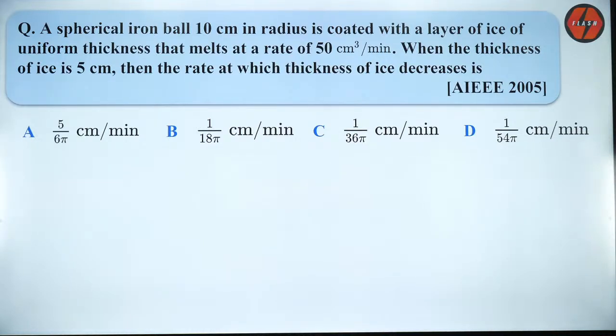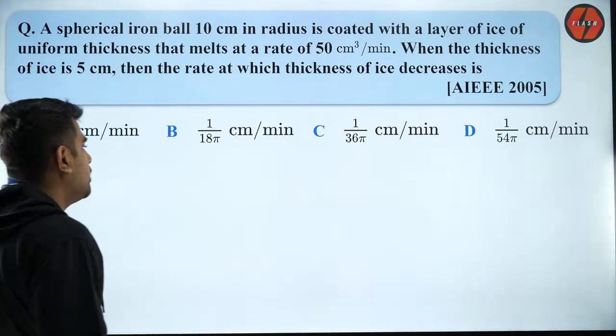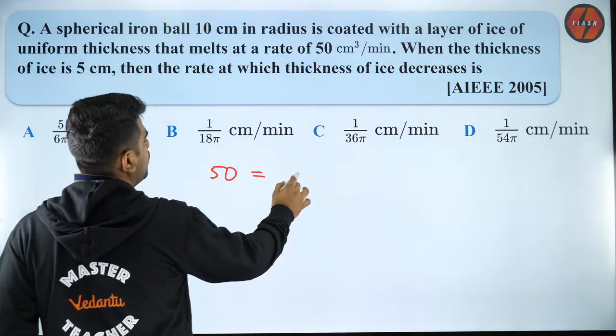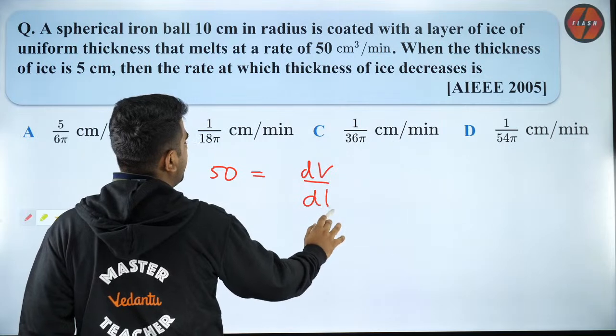So you have a spherical iron ball and it is coated with a layer of ice of uniform thickness, and it is melting at the rate of 50 centimeter cube per minute. So what is 50 centimeter cube per minute? That unit over there, cube per minute, that gives you an idea. Centimeter cube means volume, minute means time. So it is going to be dV by dt. Very good, Vedant. Vedant is absolutely right. So first of all, you guys need to understand that 50 is equal to dV by dt.